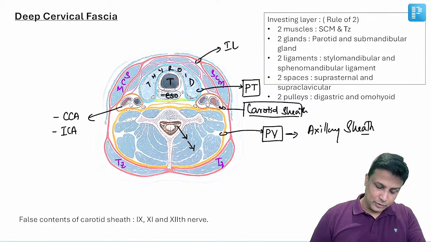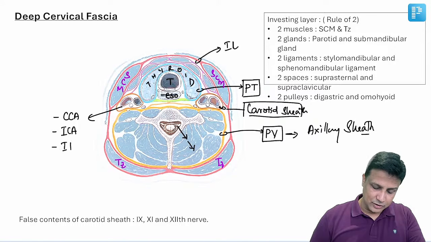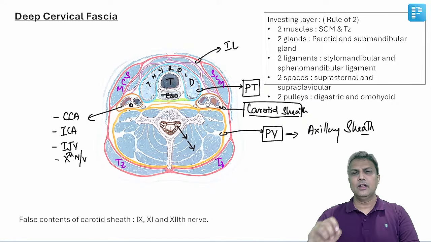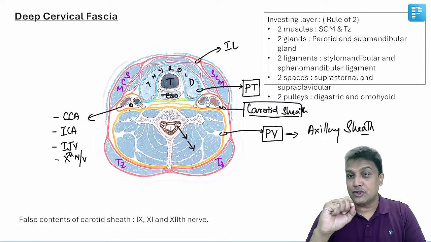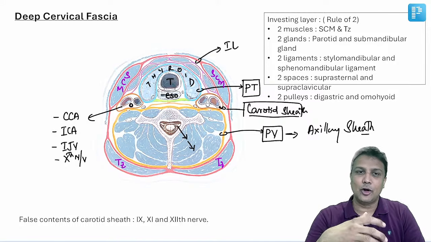Now, one more thing, there will be even a vein here, that is your internal jugular vein. In between them, you are able to find a nerve here, and this nerve will be the vagus nerve. That is your 10th nerve. So the common carotid artery, the internal carotid artery, the internal jugular vein, along with the vagus nerve, all these will be the contents of the carotid sheath.